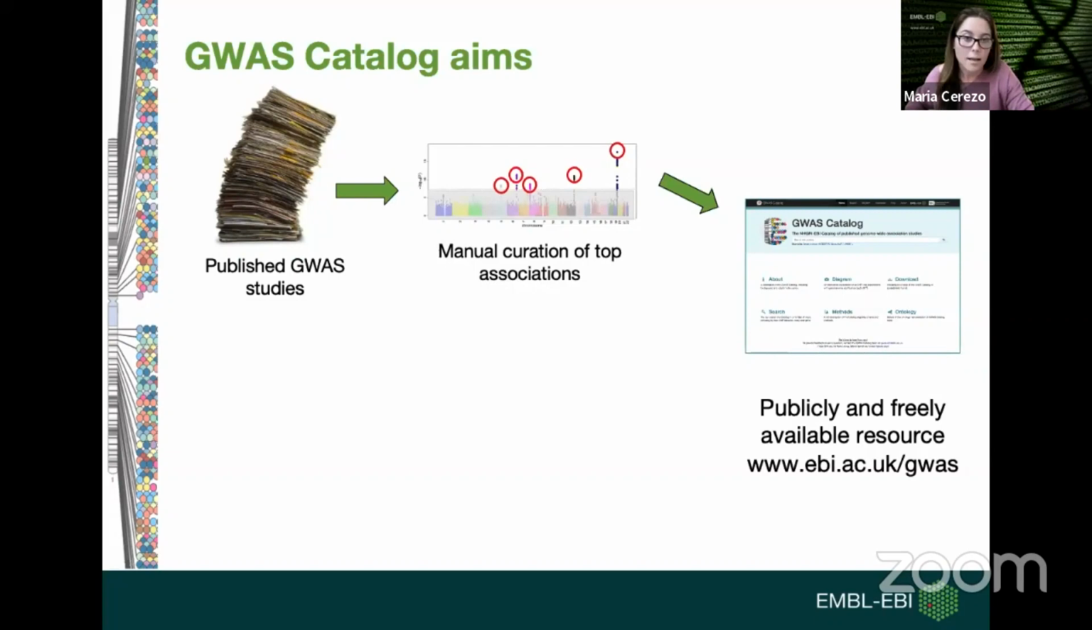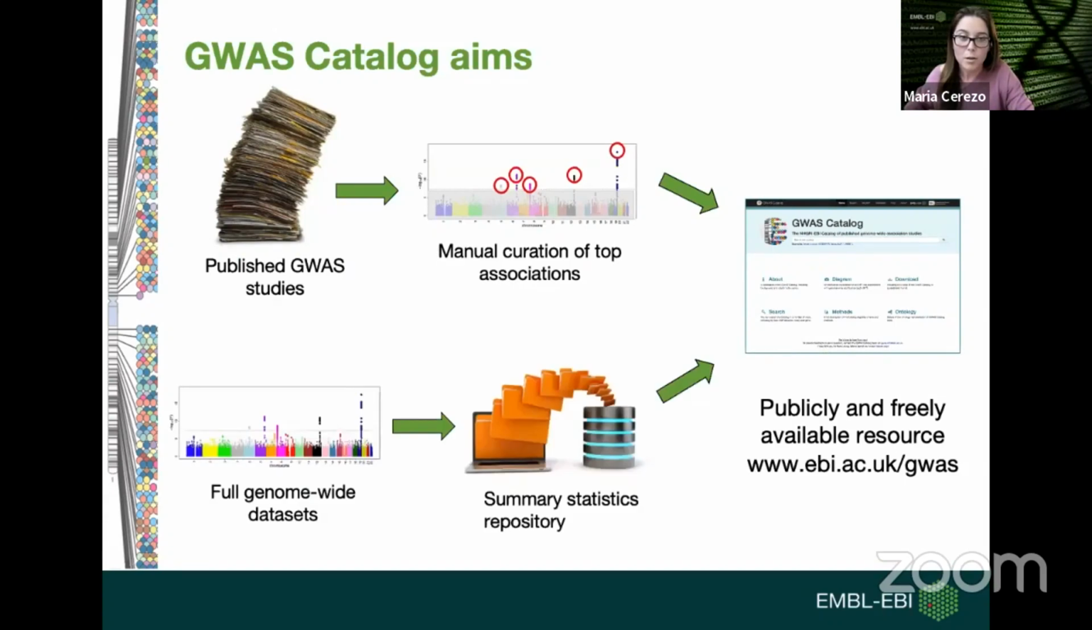We then make everything freely accessible and searchable through our website. And we also do two things. From the published data, we extract the top SNPs, but we also host the full genome-wide data sets, which we call summary statistics. We will explain more about that later; they can be submitted to our repository and can also be freely accessible through our website.